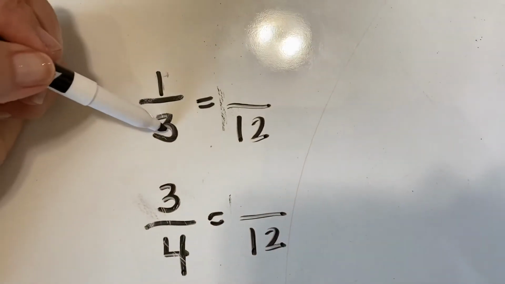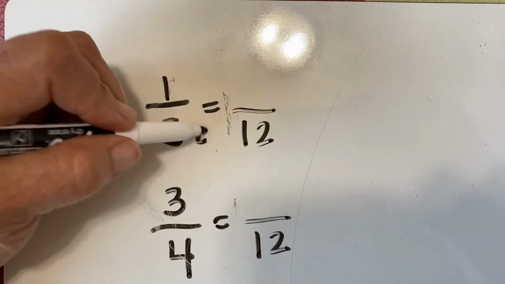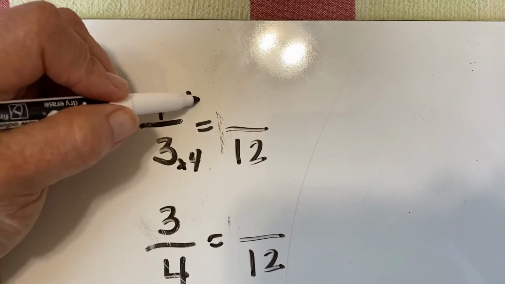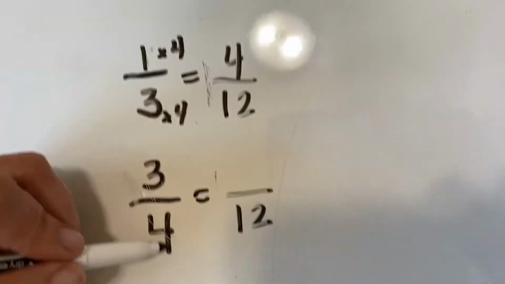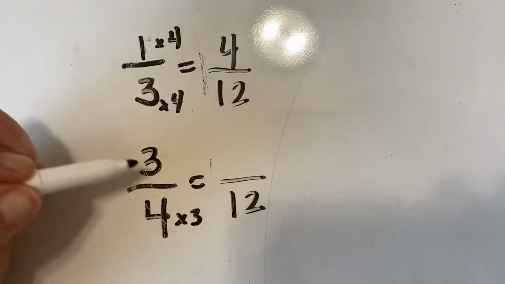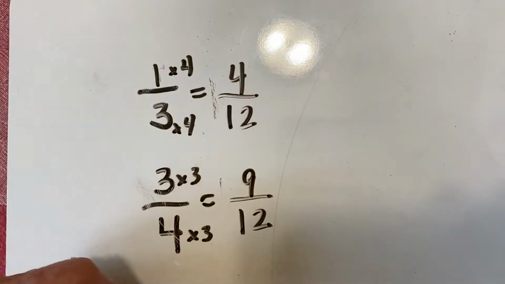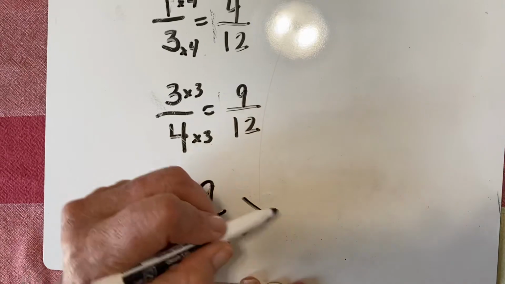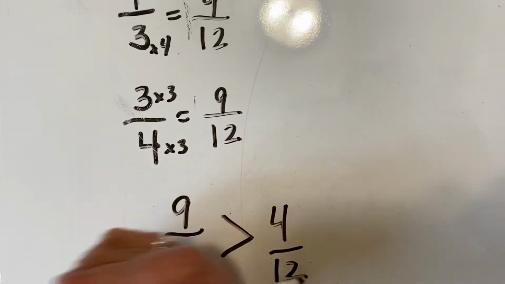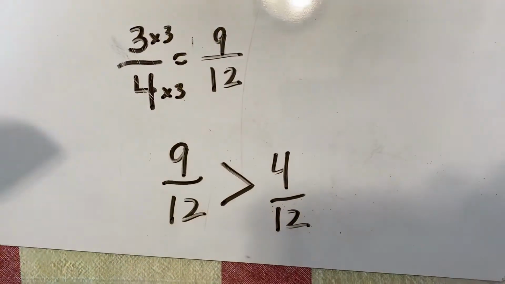How do we get from 3 to 12? Our missing factor is 4. So we times our numerator by 4. How do we get from 4 to 12? Times it by 3. So we times our numerator by 3. Okay? 4/12 and 9/12, and we know 9/12 is greater than 4/12. So that's what we've been working on.